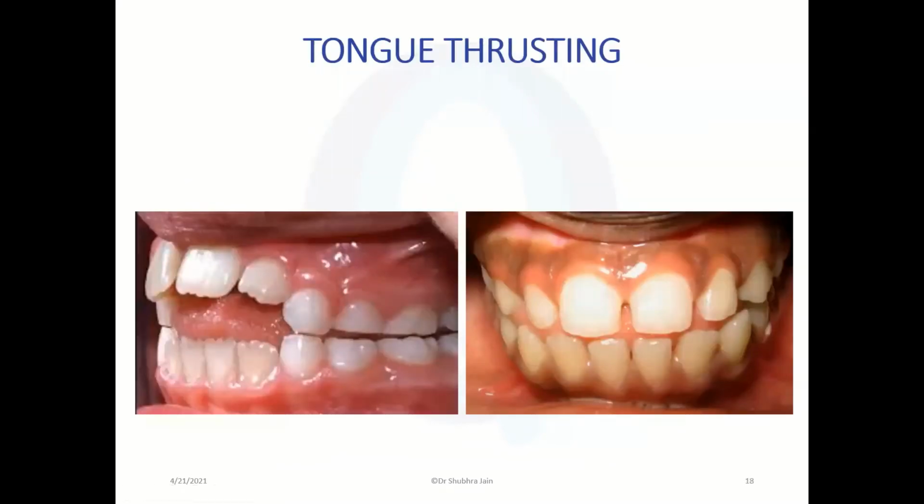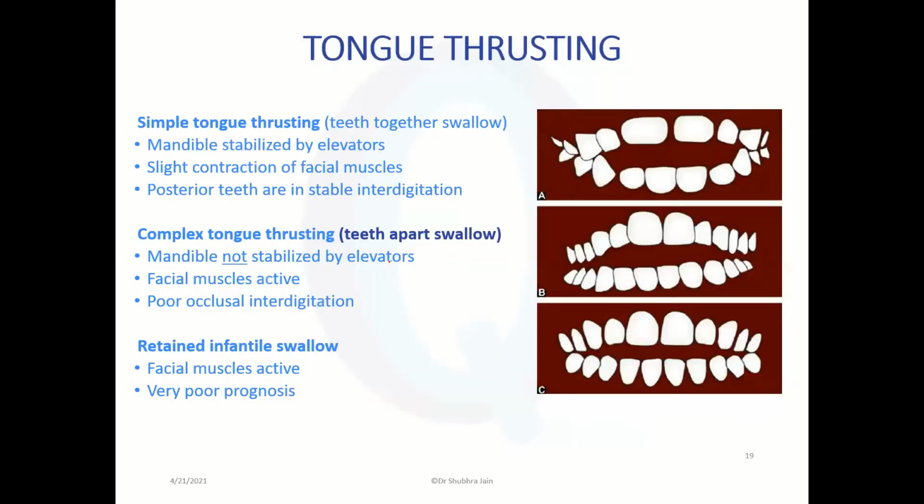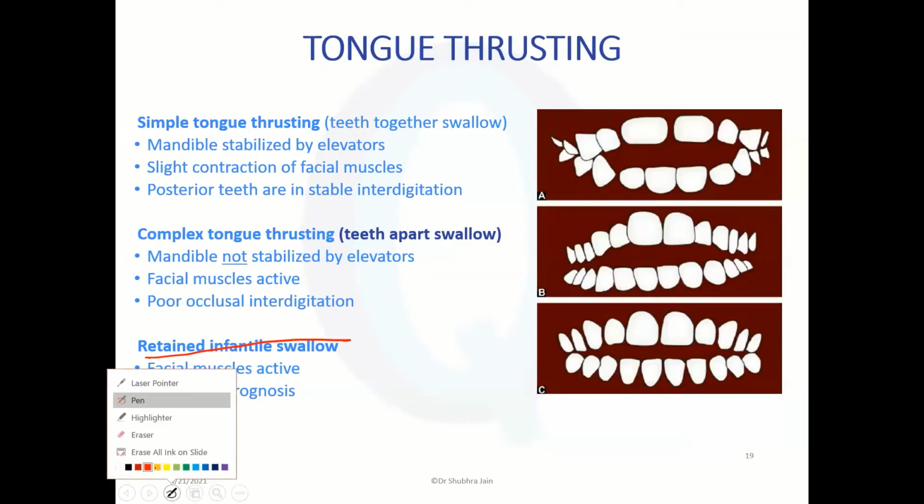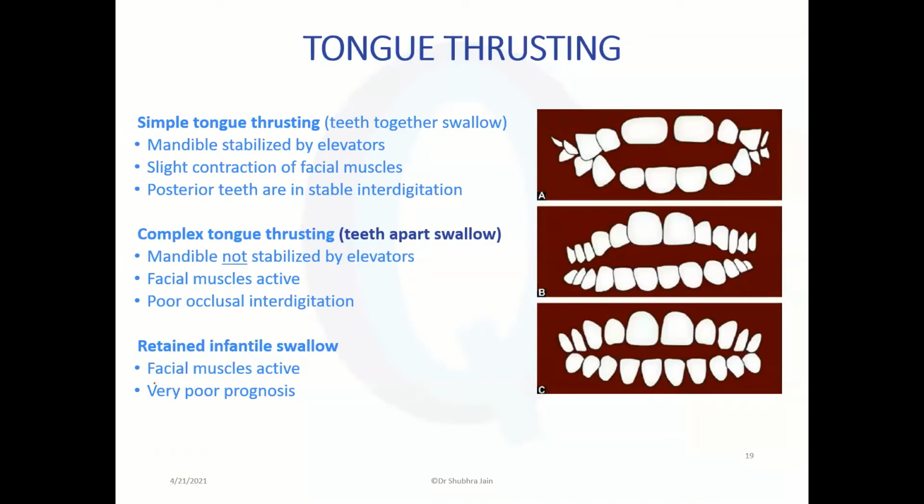Okay, so this is how a tongue thrusting looks. You need to understand that there are 3 types. This is what we were talking about: retained infantile swallow. In retained infantile swallow, facial muscles are active and there is a very poor prognosis. How do you treat the patient?